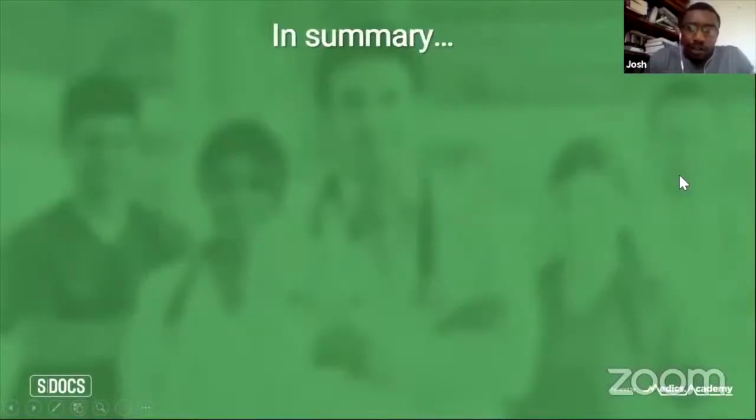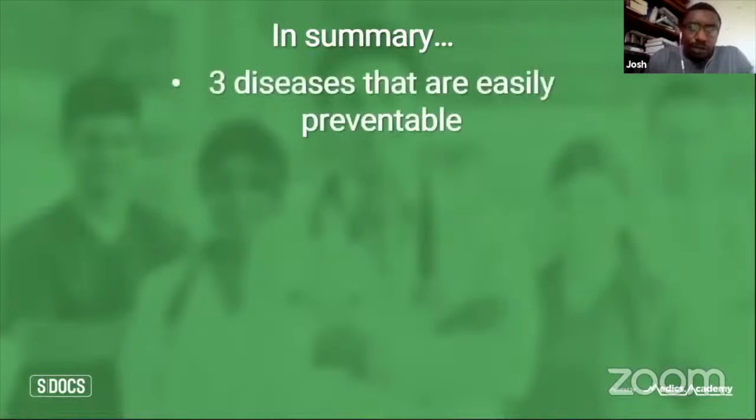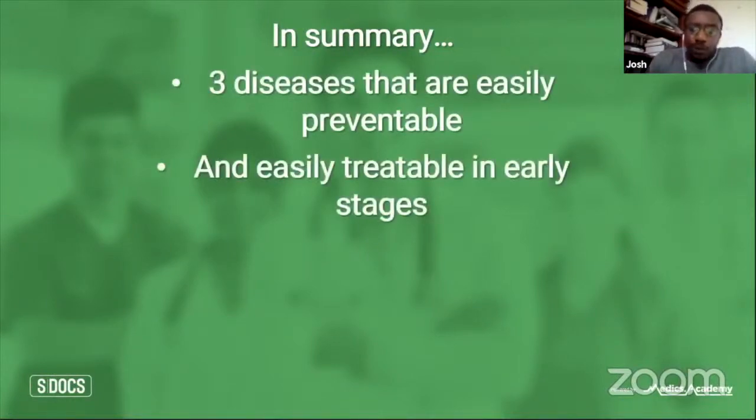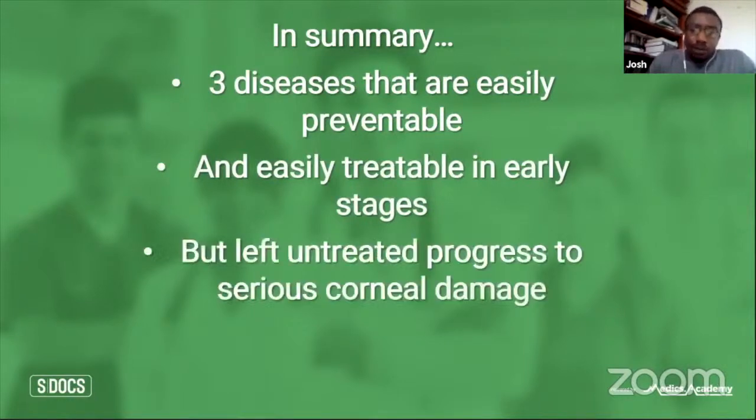And so in summary, what have we looked at? We've looked at 3 diseases that are easily preventable. They're easily treatable in the early stages. But left untreated, they can progress to serious corneal damage. We've seen with all 3 that when they're not treated and not prevented, they progress to corneal damage and corneal opacity.